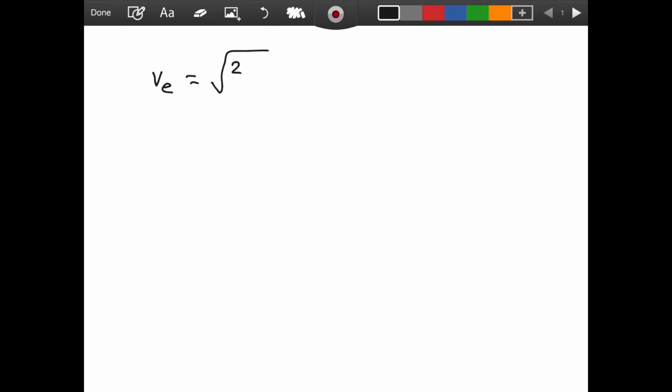Besides that, I still want to give a definition for escape velocity. We represent escape velocity with v and a subscript of e, standing for escape. And this is equal to the square root of 2 times G times M, some mass, divided by r, some distance. Now, for our case, this capital M is going to be the mass of the Earth, and this capital R is going to be the radius of our Earth. Okay? And as I said, I derived this formula.